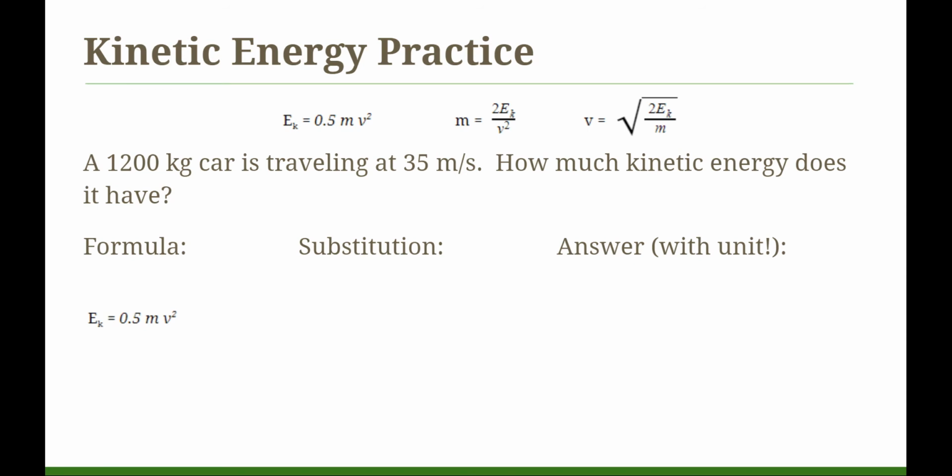And if we substitute our values in, 0.5 stays, we plug 1200 in for mass, and then the velocity is 35 right here. Again, units are helpful, so kilograms is mass, meters per second is velocity, so we just plug this in, and then we can use a calculator from here, multiply it all together, and we get 735,000 joules.